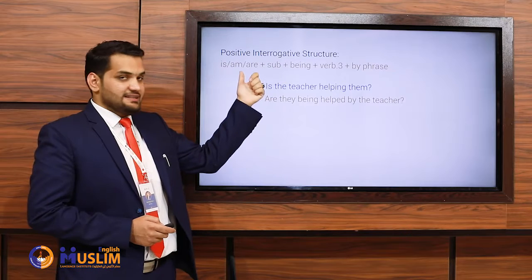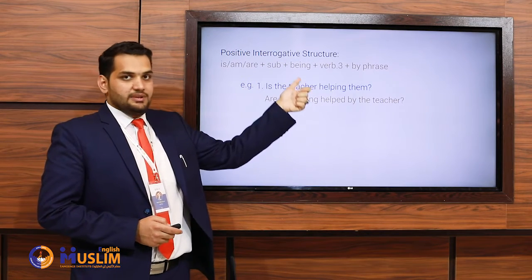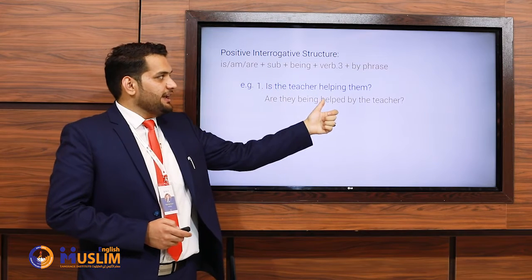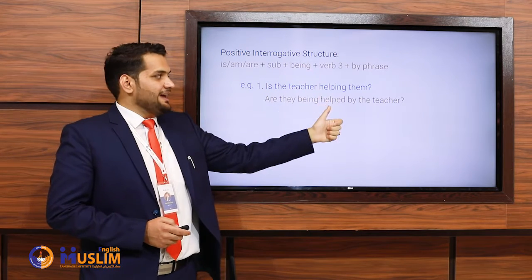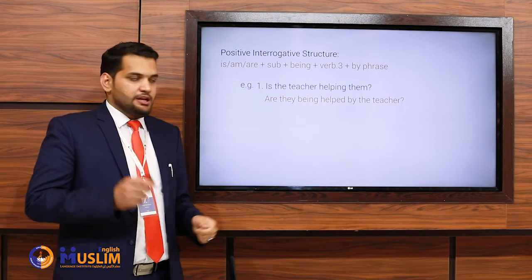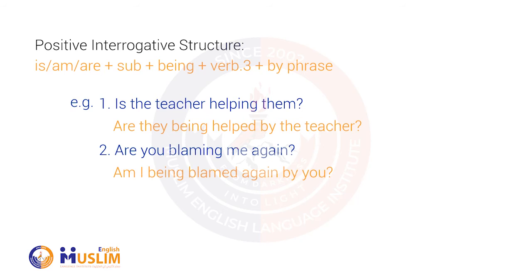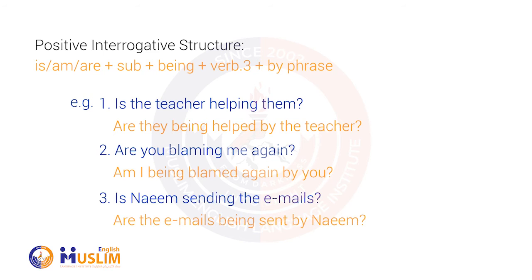So, are is the helping verb. They is the subject. Being is a part of the helping verb. Helped is verb 3. And by the teacher is the by phrase. Do not forget the question mark at the end of the sentence. Number 2. Are you blaming me again? Am I being blamed again by you? And number 3. Is Naeem sending the emails? Are the emails being sent by Naeem?